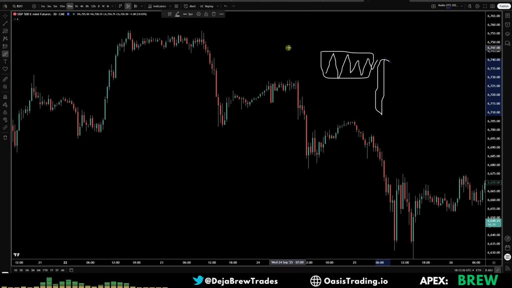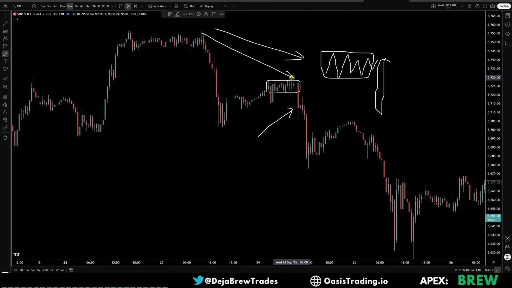So let's say we're shorting and we start to push aggressively away from that cluster, then after that impulse, we are safe to pull our stop loss above that cluster.